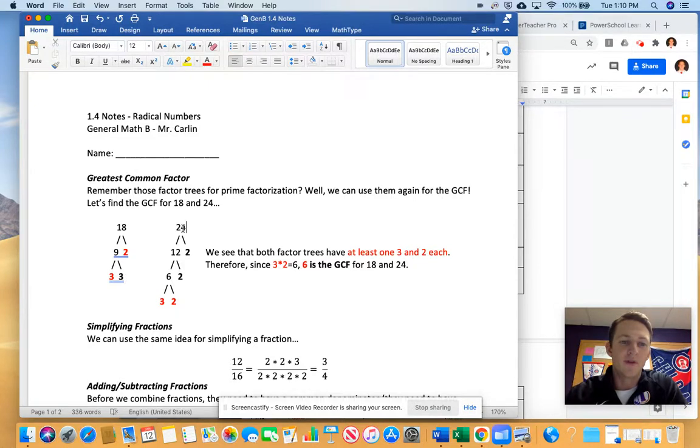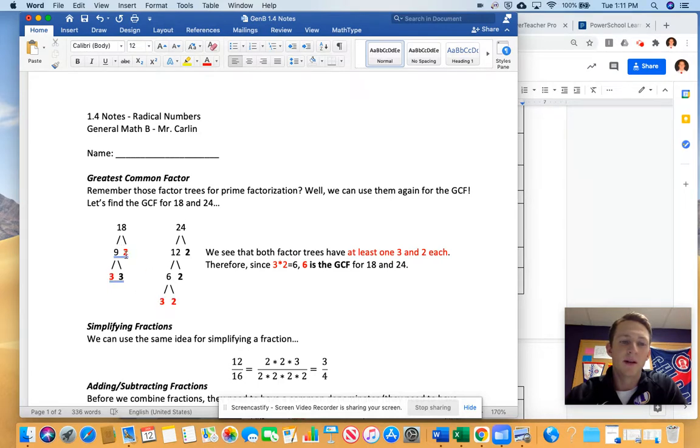And then for 24, 24 is an even number, so it splits up into 2 and 12. 12 splits up into 2 and 6, 6 into 2 and 3. And these four right here are all prime numbers. Now, to find the greatest common factor of these two numbers, we just figure out what prime numbers they have in common. So this one had a 3 and a 2. This one had 3, 2, 2, 2. They both have at least one 3, and they both have at least one 2.